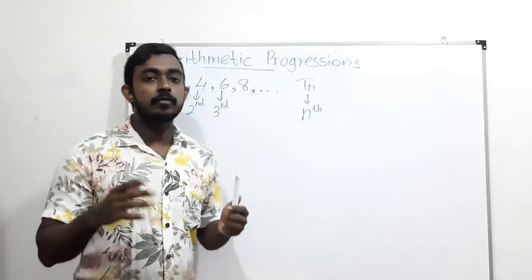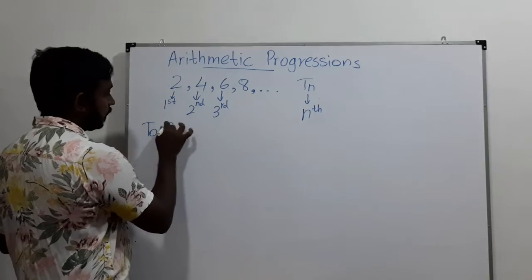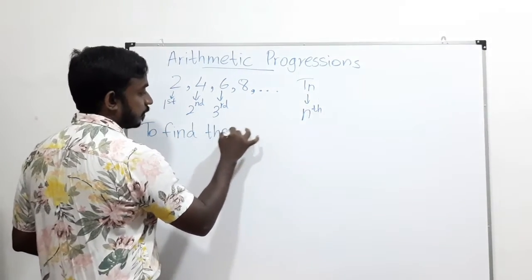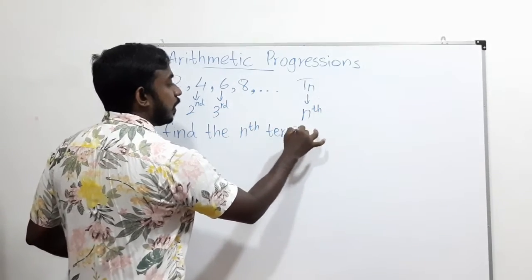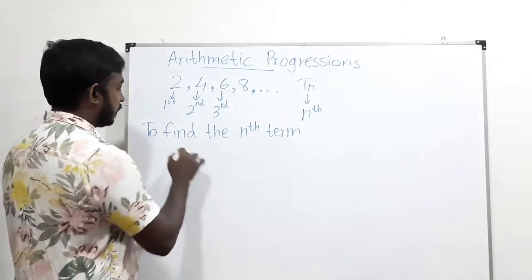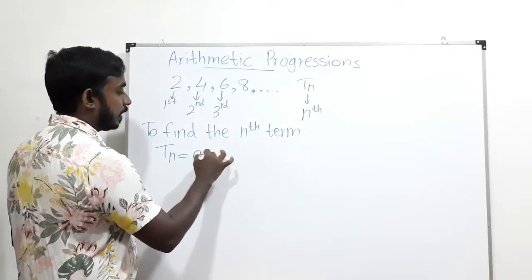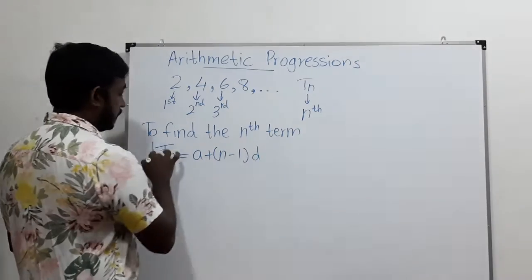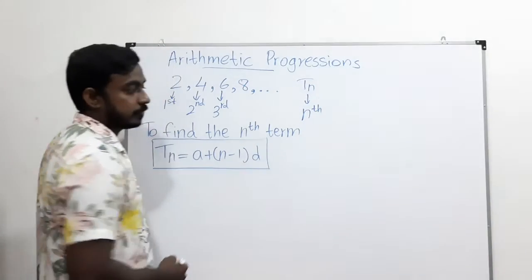Now imagine if we want to find the nth term. To find the nth term, you have to remember this formula, that is Tn equals a plus n minus 1 into d.